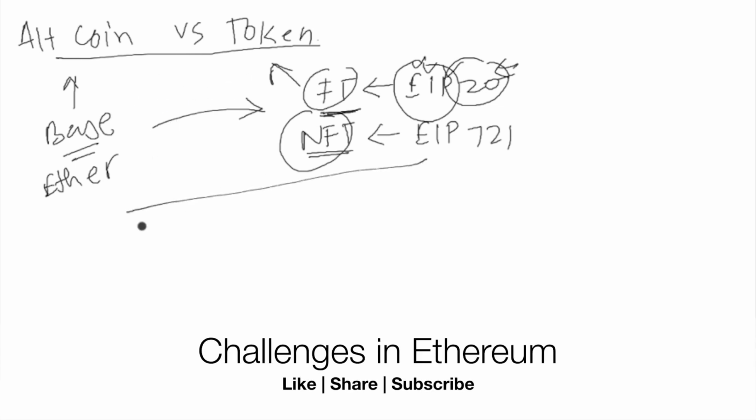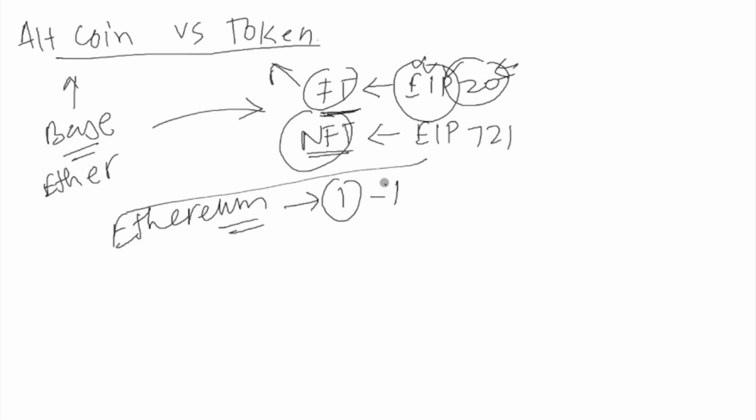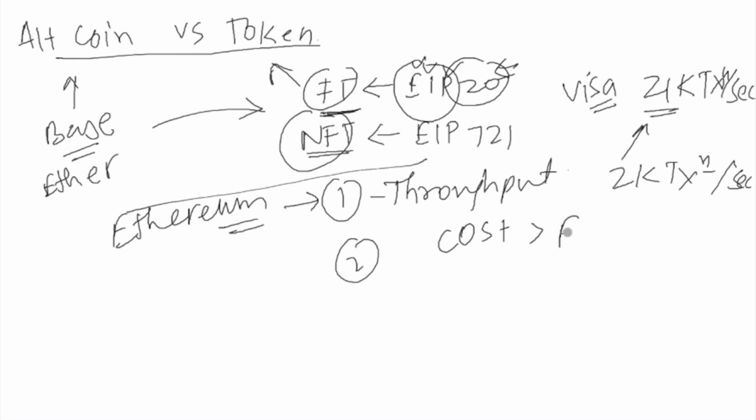Now there are some challenges which Ethereum has. The very first challenge which Ethereum faces is throughput. The speed of the network supports 2k transactions per second. Whereas in Visa, if you have heard about Visa, 21k transactions per second are supported. So we still have to move from 2k to 21k, right? Then the second one is cost. Whenever you do a transaction on Ethereum, it is very expensive, so we have to limit that.